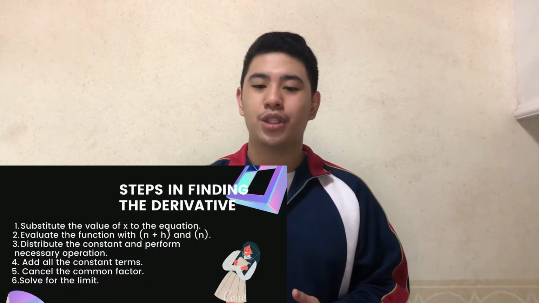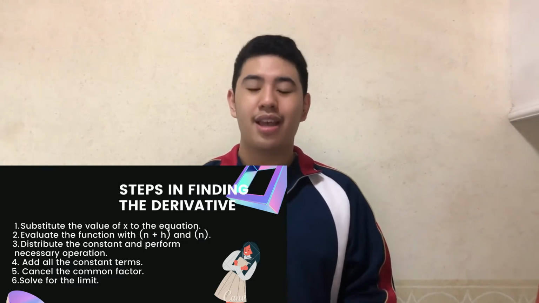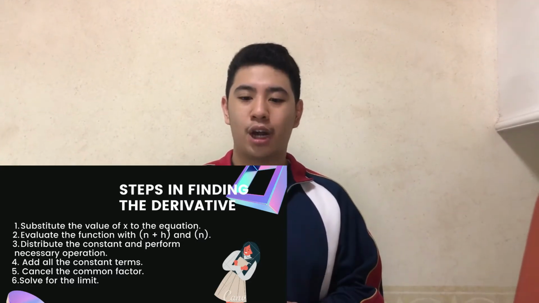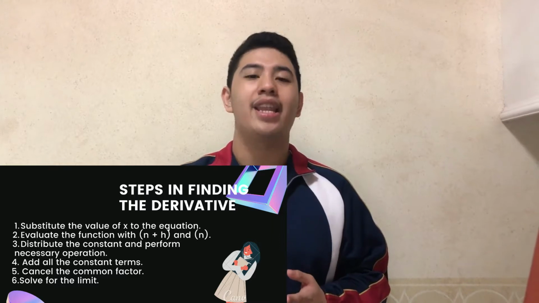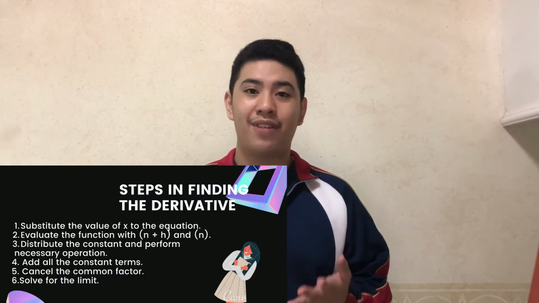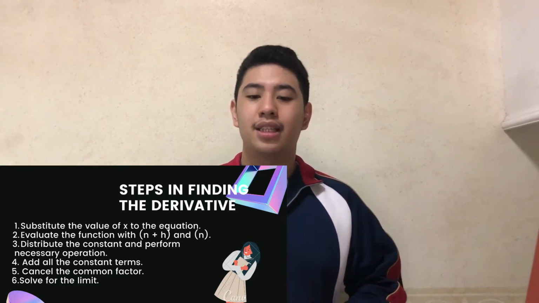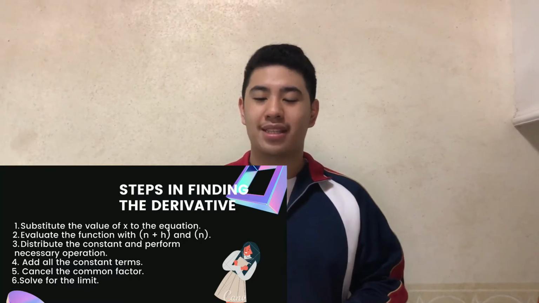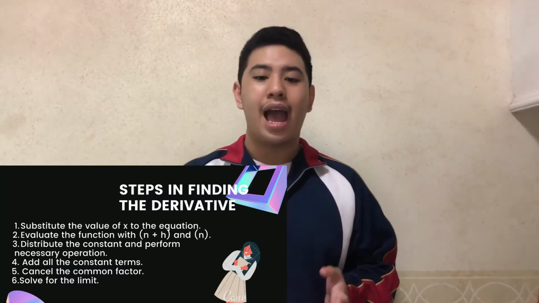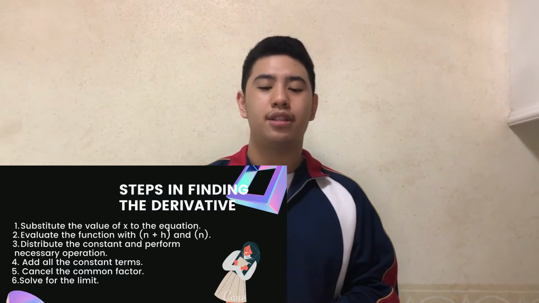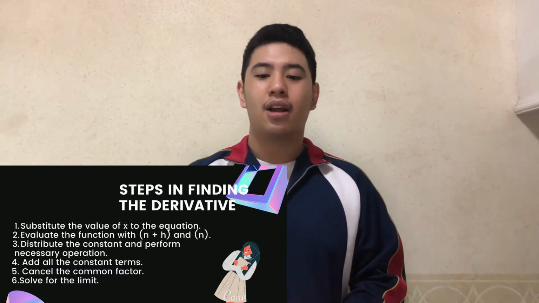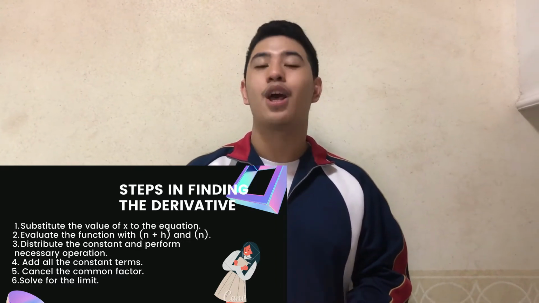Let us now discuss the steps in finding the derivative. Step 1. Substitute the value of x to the equation. Step 2. Evaluate the function with n plus h and n, wherein n is any value. Step 3. Distribute the constant and perform the necessary operations. Step 4. Add all the constant terms. Step 5. Cancel the common factor. And step 6. Solve for the limit. That's it.